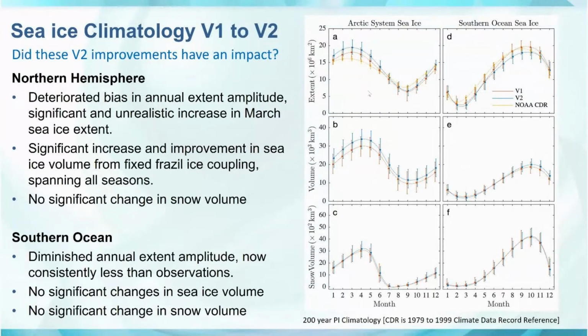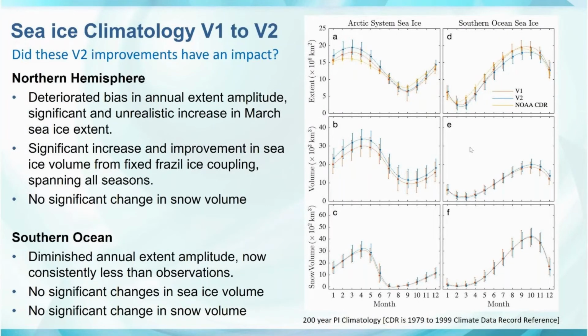There is a really nice improvement in sea ice volume here from the fixed frazzle ice coupling that spans all seasons. So comparing the middle rows here, you see the red line moving up to the blue here. And this is something we wanted to see relative to observations. The snow in the Northern Hemisphere is basically unchanged. In the Southern Hemisphere, we actually move the other direction. You can see that we lose sea ice extent here in the top right panel. There's not significant changes in sea ice volume or snow on sea ice, which from the fixes employed were expected to not have impacts.